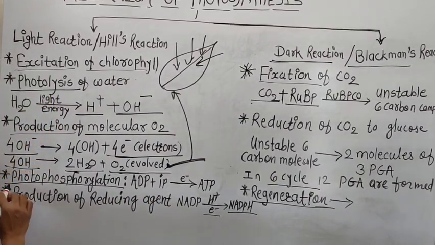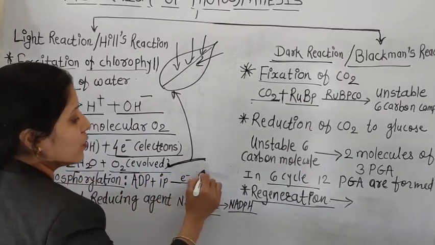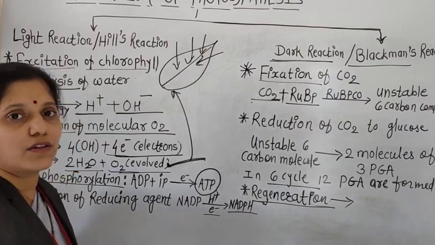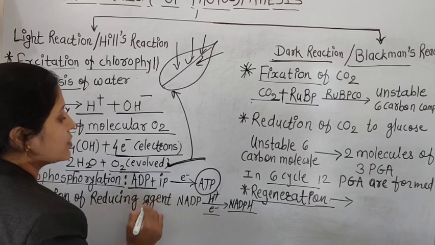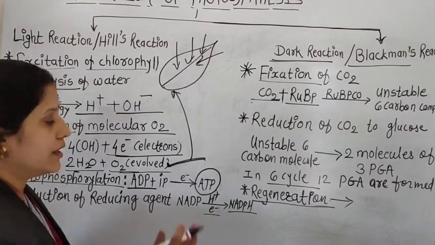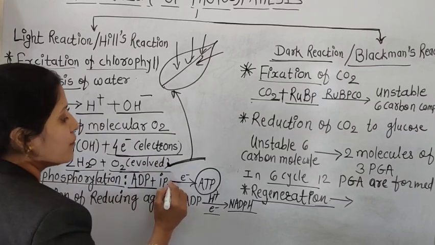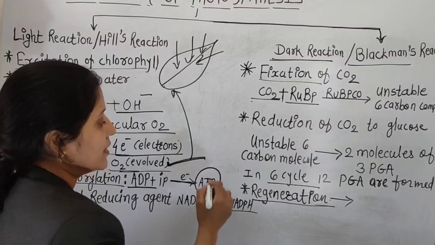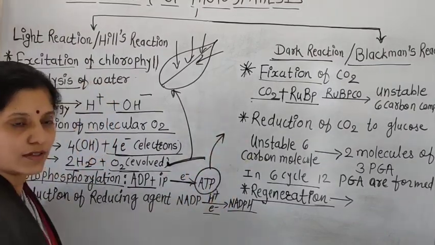Next step of this is photophosphorylation. This is nothing but the formation of energy-rich molecule, that is ATP, adenosine triphosphate. It occurs with the help of addition of one inorganic phosphate into adenosine diphosphate molecule with the help of electron which is released during photolysis of water. This ATP will be utilized in the dark phase of photosynthesis.